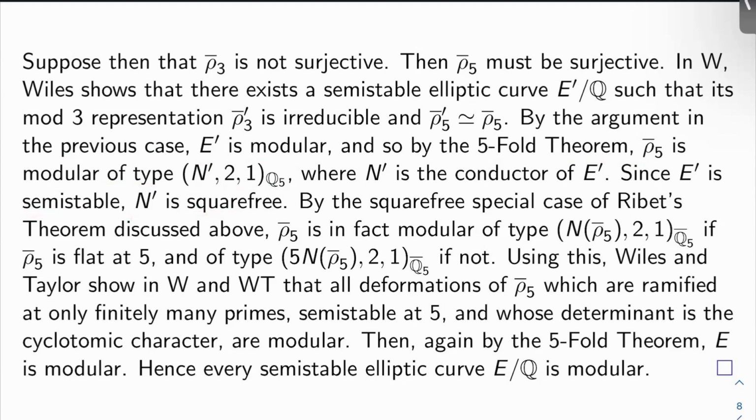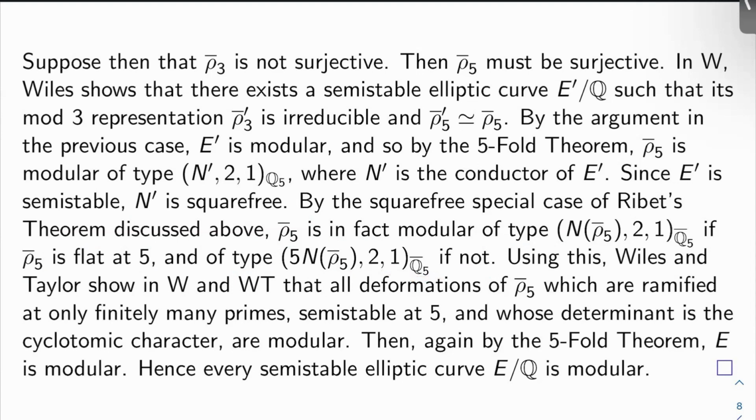And here, we're going to actually use Ribet's theorem again. I think a lot of people don't realize that Ribet's theorem was used twice in the original proof of Fermat's theorem. By the square-free special case of Ribet's theorem discussed above, because I have a square-free level conductor here, rho bar 5 is in fact modular of type the conductor of rho bar 5, weight 2, character 1 over Q bar 5 if rho bar 5 is flat at 5, and of type 5 times the conductor of rho bar 5, weight 2, character 1 over Q bar 5 if not.